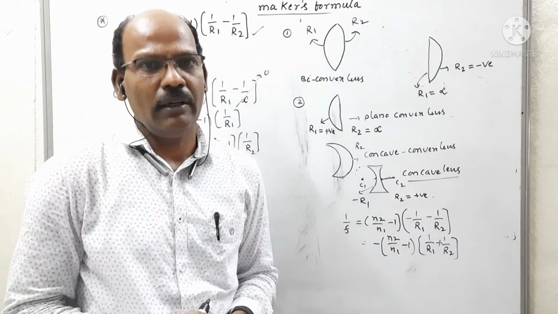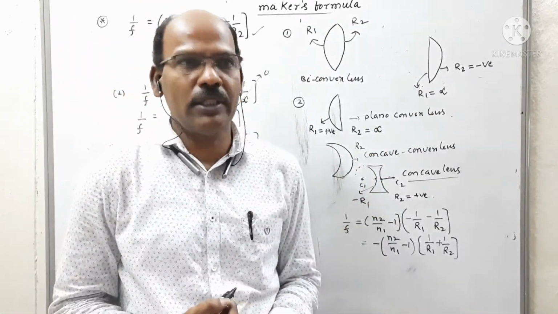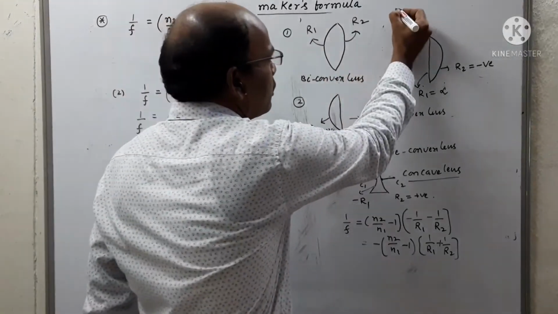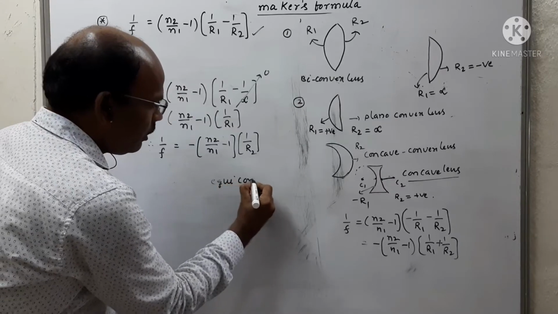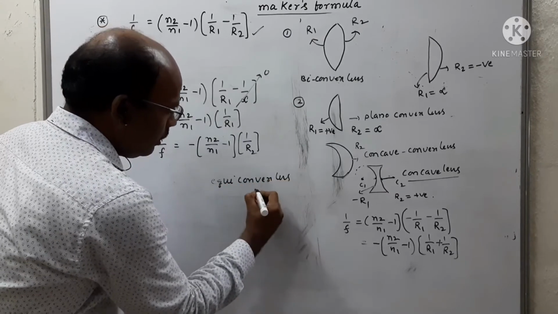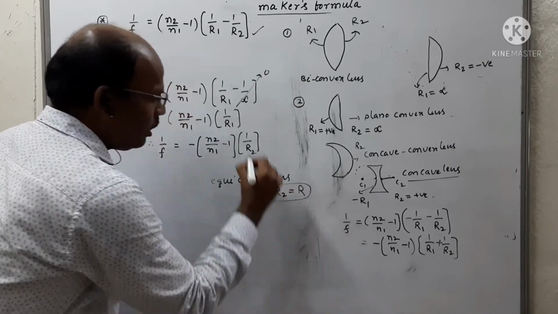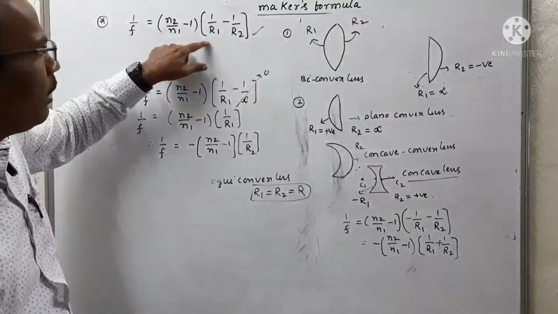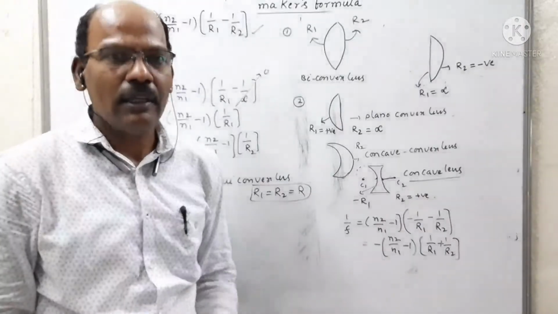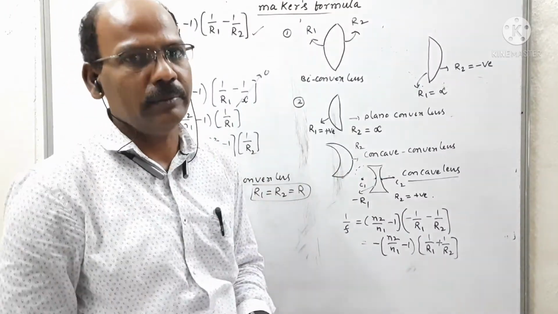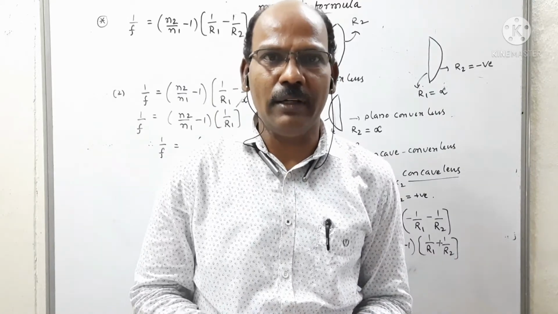If the radii of curvature are equal, that means an equiconvex lens. In the case of an equiconvex lens, we can simply write R1 is equal to R2 is equal to R. So we can use the formula. By using the different sizes and shapes, we can solve the problems. Okay, so this is the lens maker's formula.